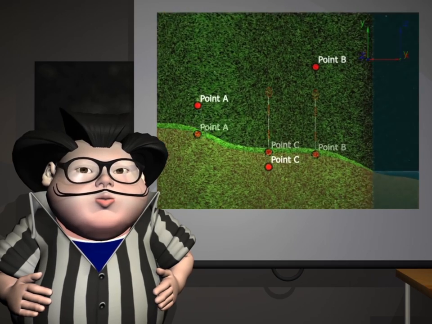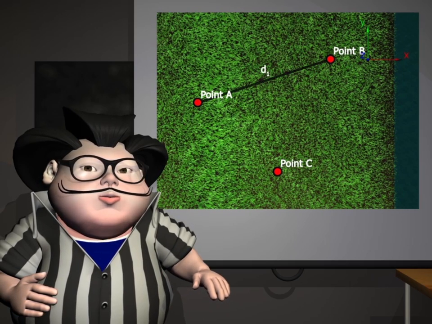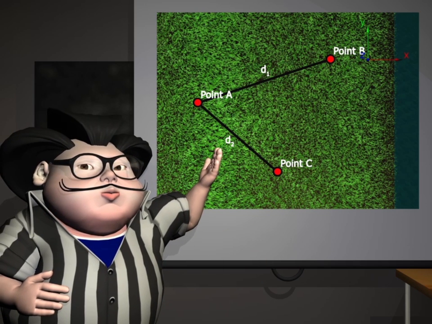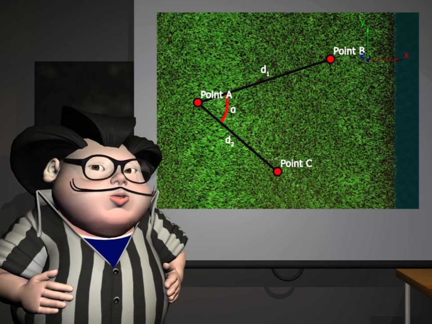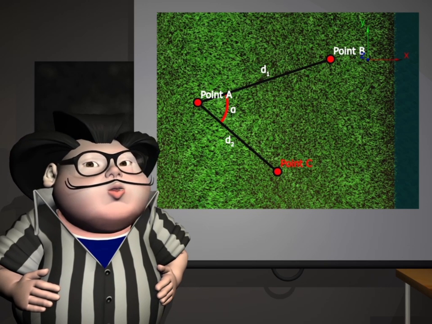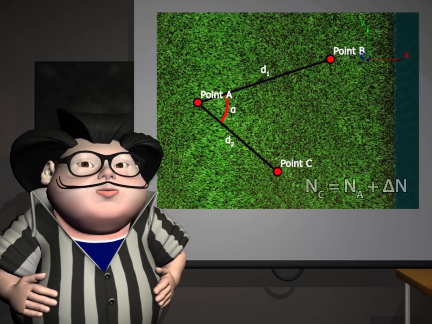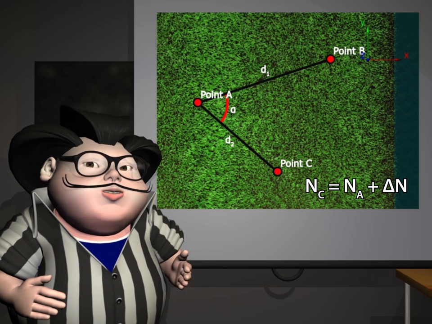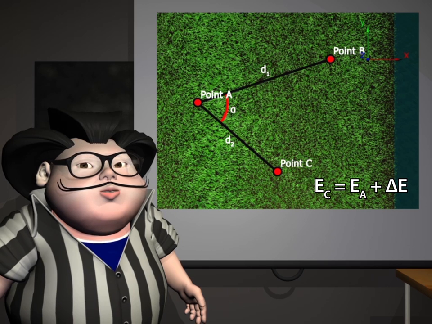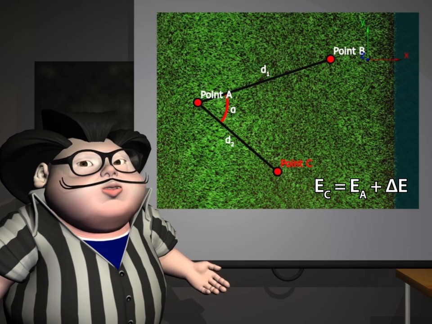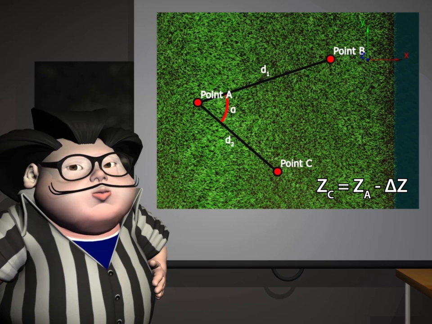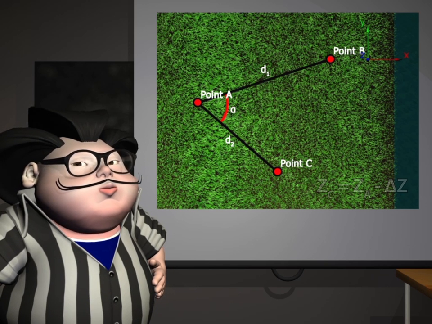Looking at the top view, the horizontal distance to point B and C are D1 and D2. The total station is used to measure alpha, the angle BAC. The 3 coordinates of point C can be calculated. The northing of C is equal to the northing of A plus delta N. The easting of C is equal to the easting of A plus delta E. And the elevation of C is equal to the elevation of A minus delta Z.